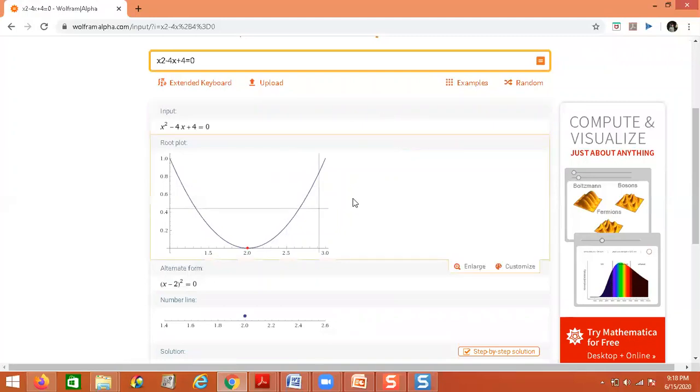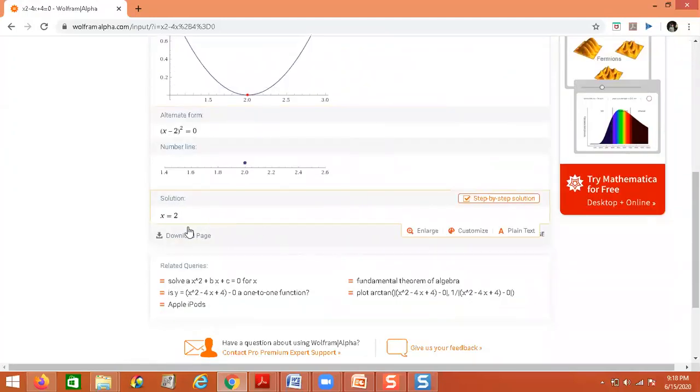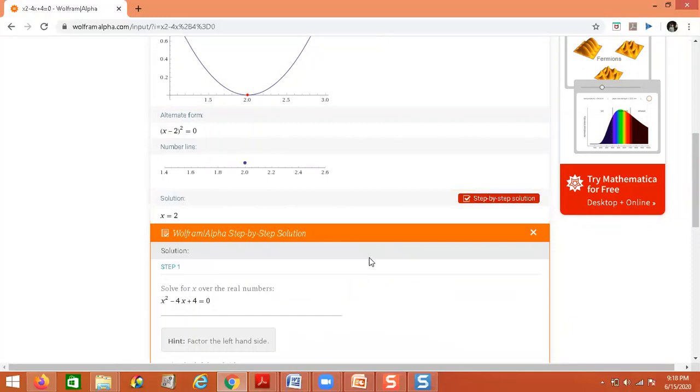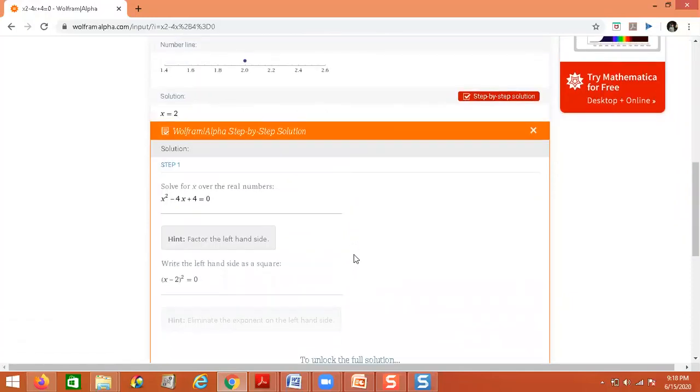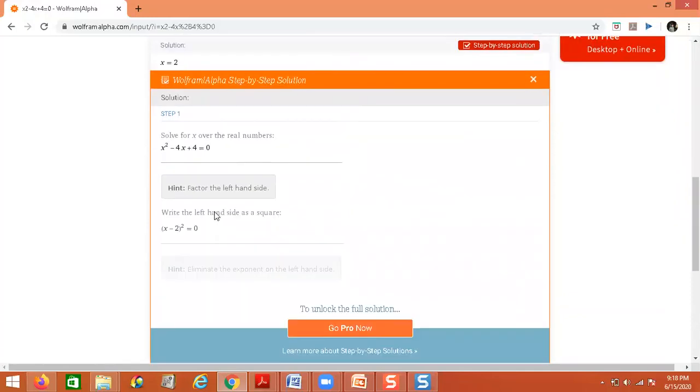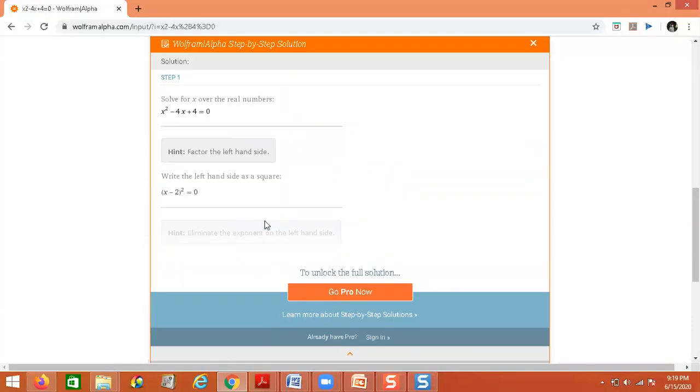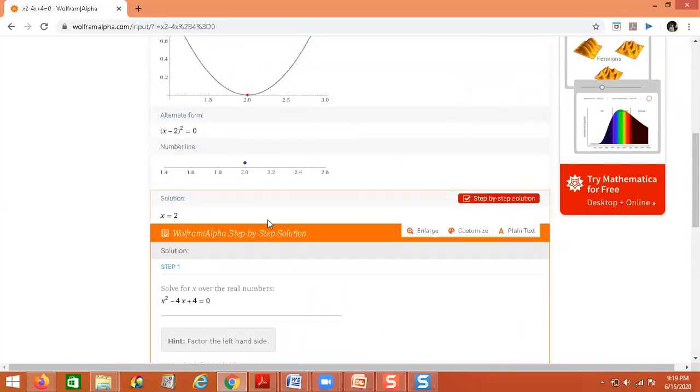And another interesting factor is, okay, the solution it is giving you is x equal to 2. Now, how did we derive this solution? Suppose you want to know the step-by-step solution. So just click on the step-by-step solution. So it will give you x minus 2 whole square is equal to 0 and x equal to 2. So once we go to another complex equation, this method will be really helpful.